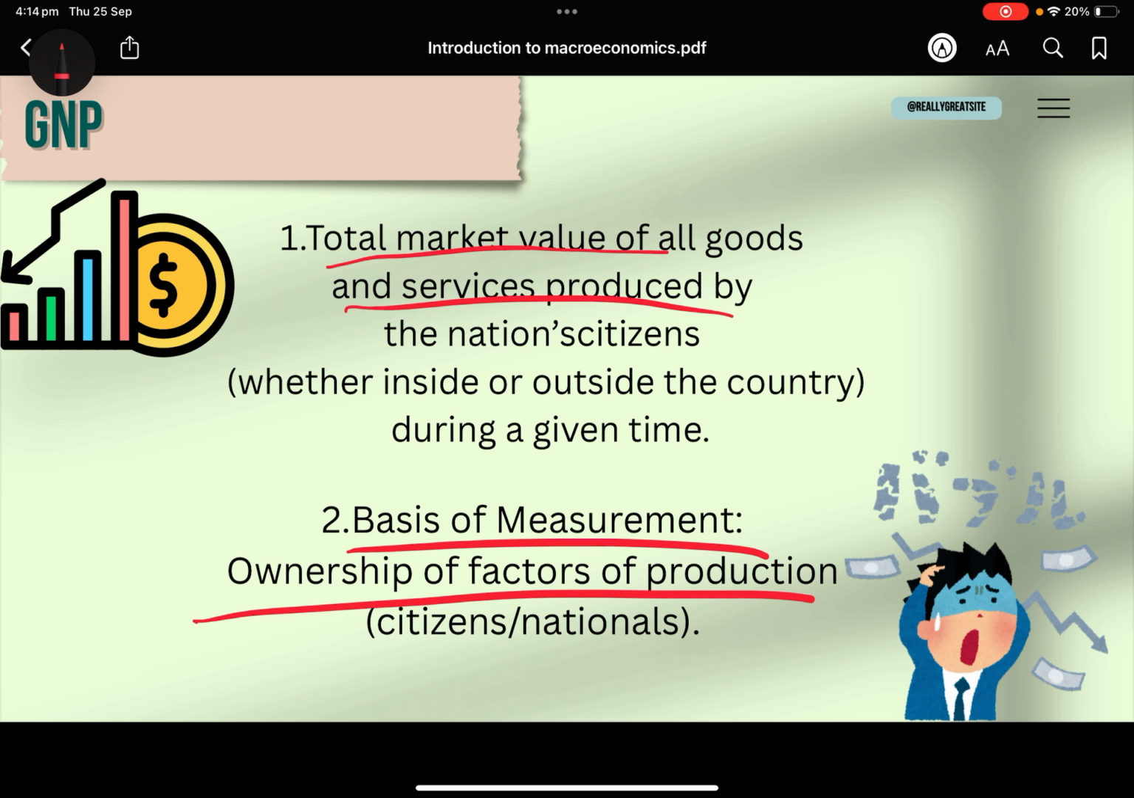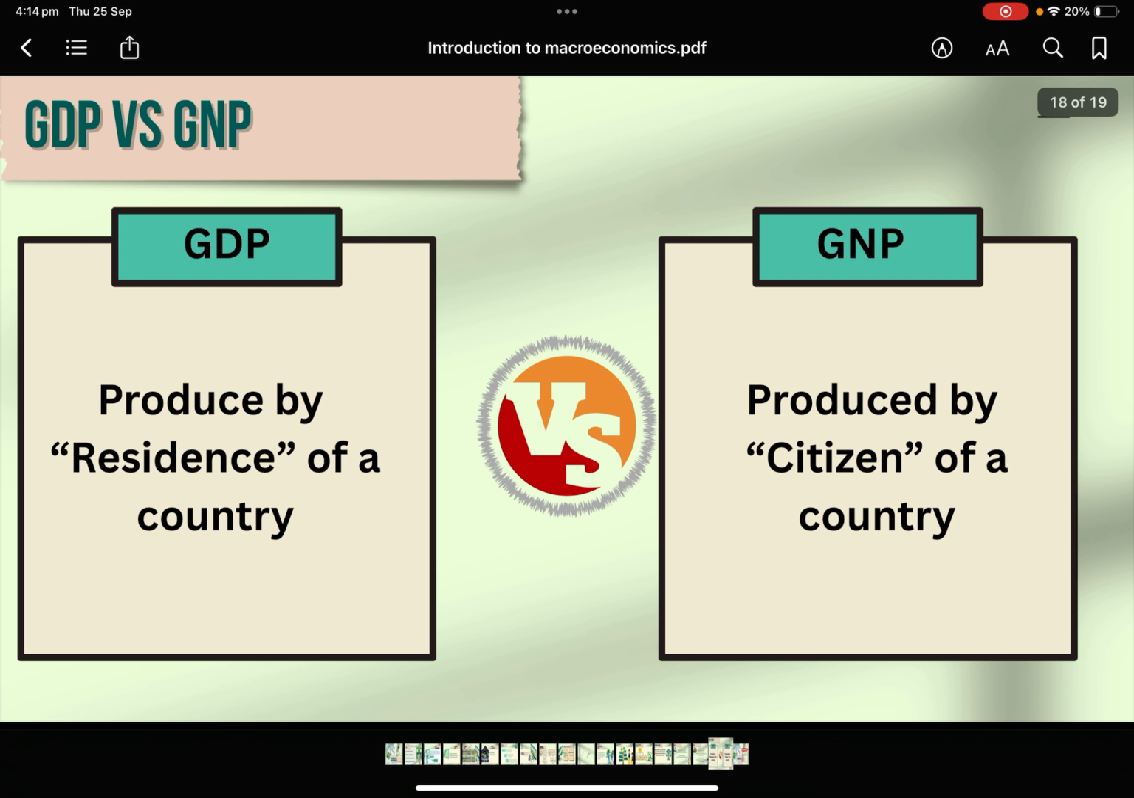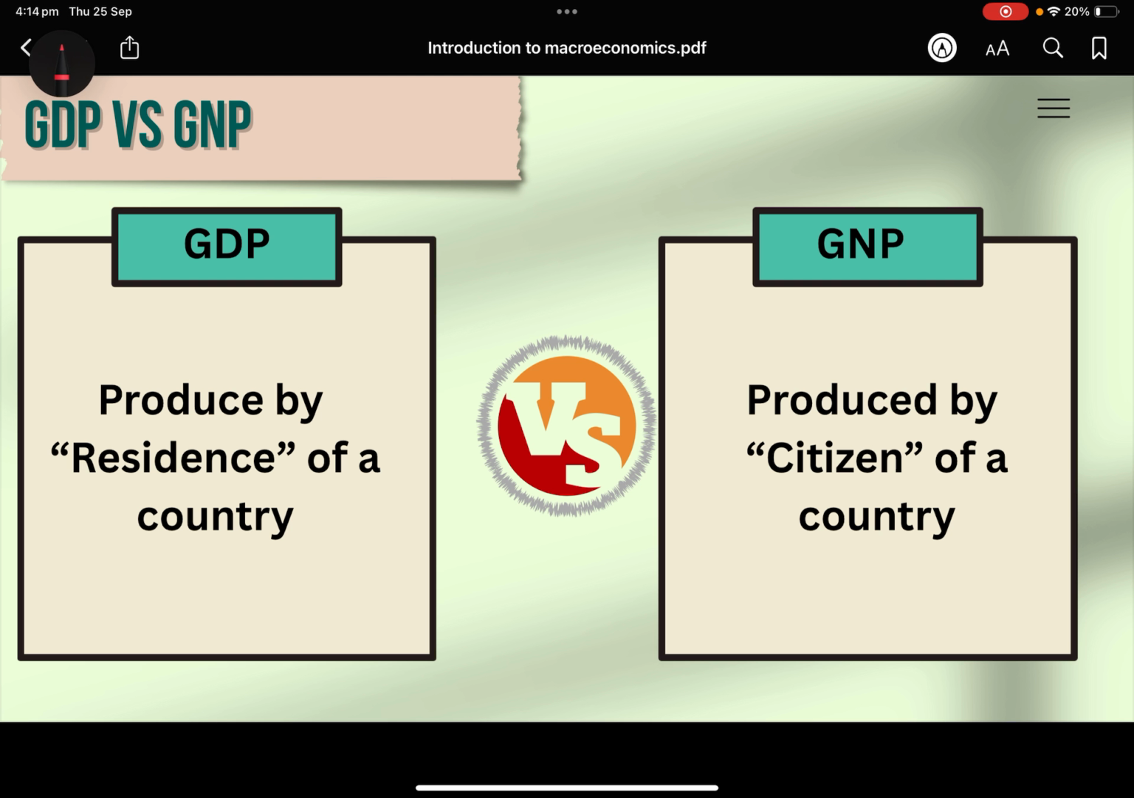So what is GNP? GNP is the total market value of goods and services produced by the national citizens, whether inside or outside the country. That means GNP can be inside and outside the country, whereas GDP is only inside the border of the country. There is a comparison here: GDP is produced by residents of a country, and GNP is produced by citizens of a country. So there could be a question: what is the difference between residents and citizens?